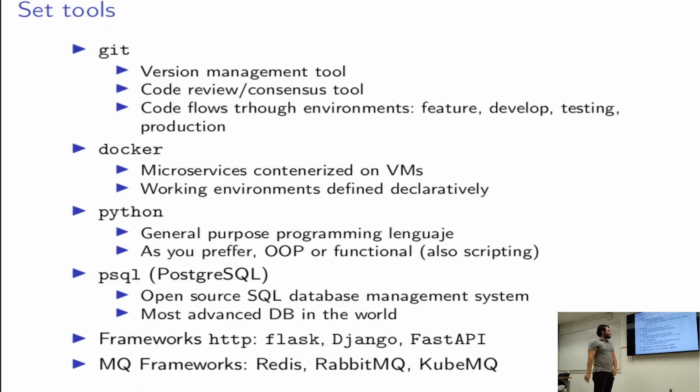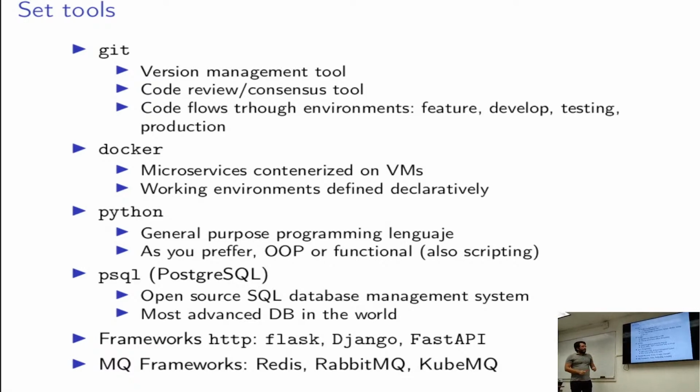Then Python is a general purpose language and can be used to do object-oriented programming or functional programming, and also for scripting like Bash. Then we need some database. This is like a commercial one, PostgreSQL, SQL, that is the one that I like. There are several flavors of SQL, also open source, but they claim this is the most advanced DB in the world. They themselves claim that. So I believe them.